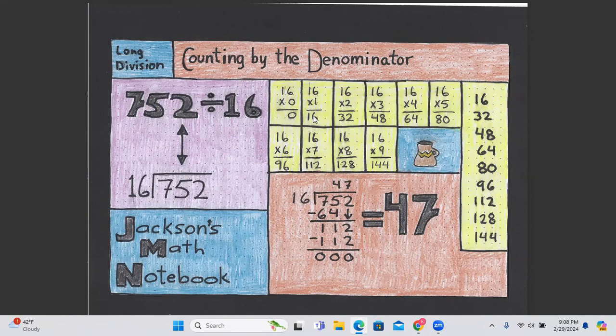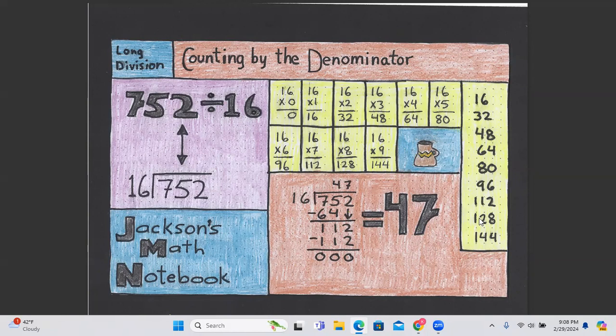16 times 1 is 16. 16 times 2 is 32. 16 times 3 is 48. 16 times 4 is 64. 16 times 5 is 80. 16 times 6 is 96. 16 times 7 is 112. 16 times 8 is 128. 16 times 9 is 144. And we're going to put these answers right over here in our parking lot.